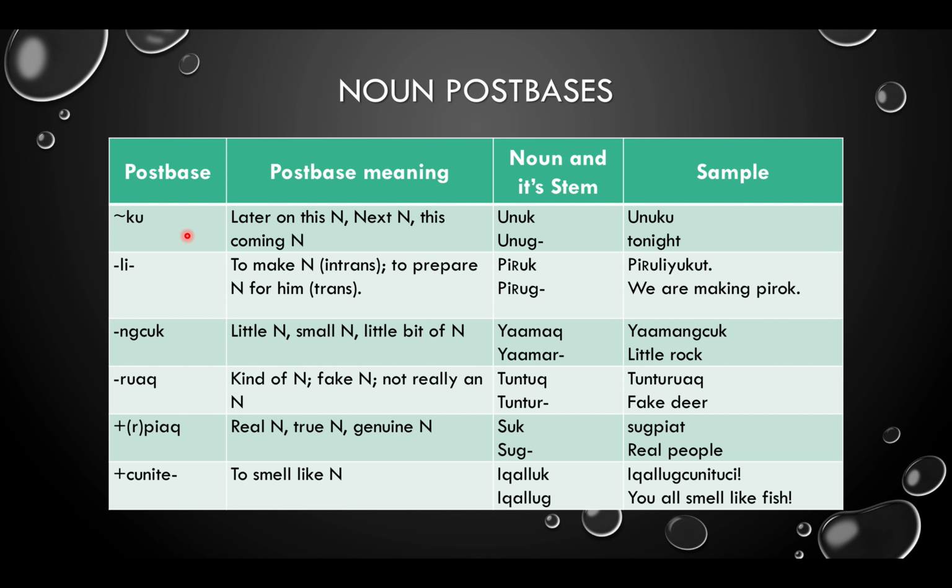So if we start at the top, we have an assimilating postbase ku, which means later on this evening or next time, or this coming time, and we're going to use that postbase ku on unuk. Now the stem of unuk is unug with a G ending. So this is a G ending noun stem and assimilating to a K. So we drop the G and we keep the K. So it's going to be unugu.